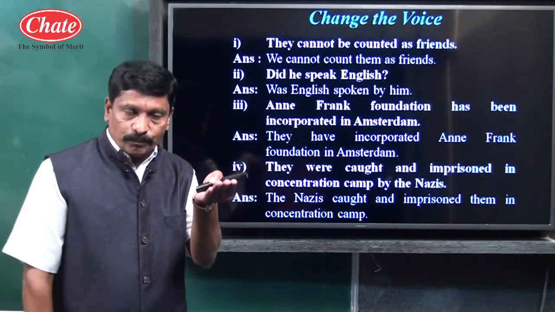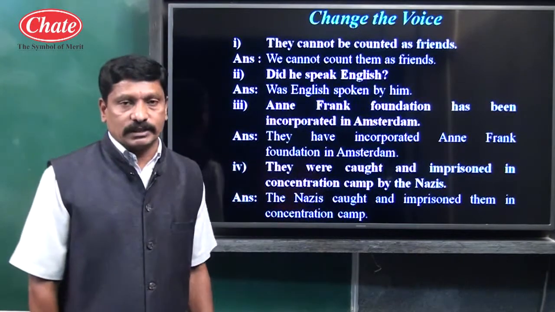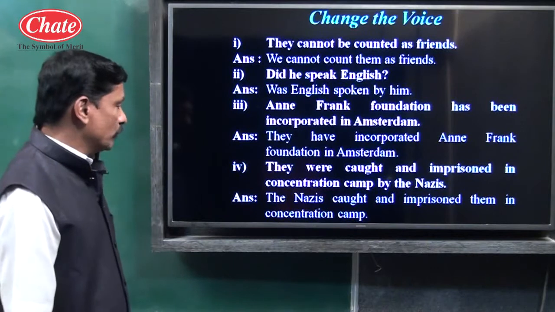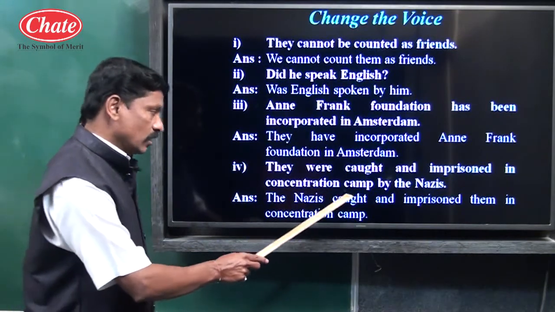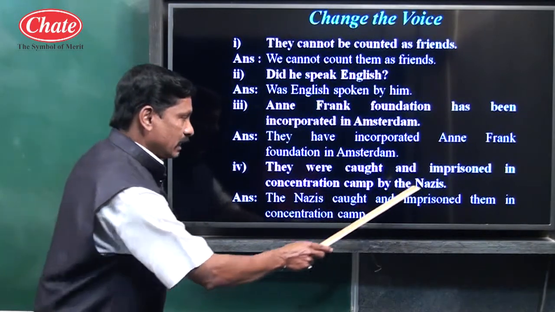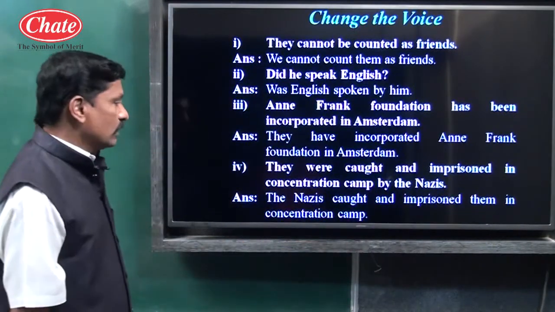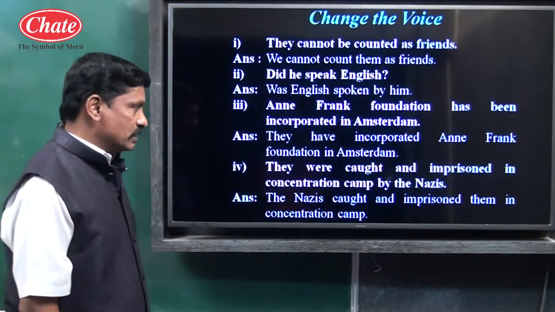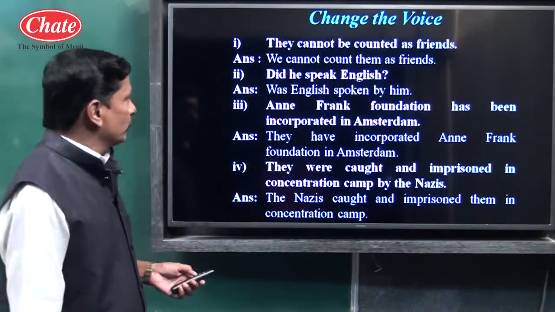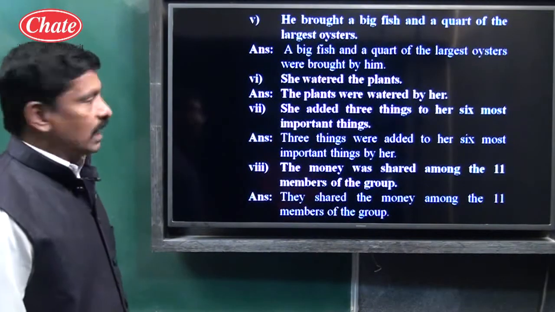To make a simple past active structure, after the subject, the second form of the verb should be used. So the Nazis caught. What did the Nazis catch? And imprisoned. Imprisoned is also a verb. The Nazis caught and imprisoned them in concentration camp. Let us see the next example.